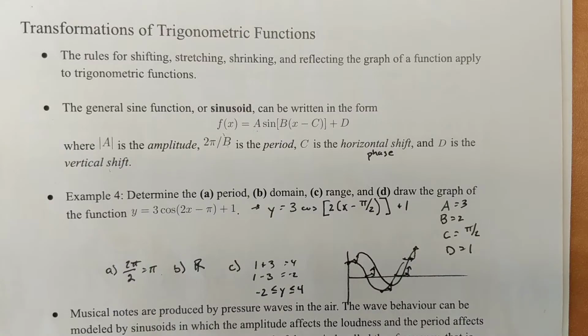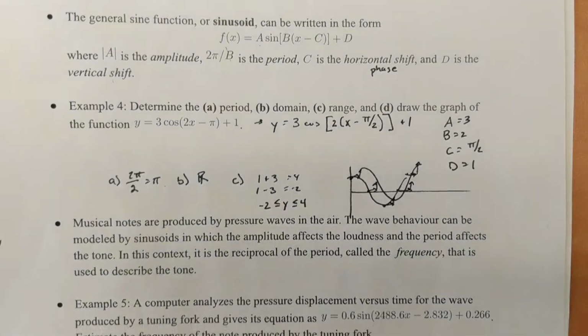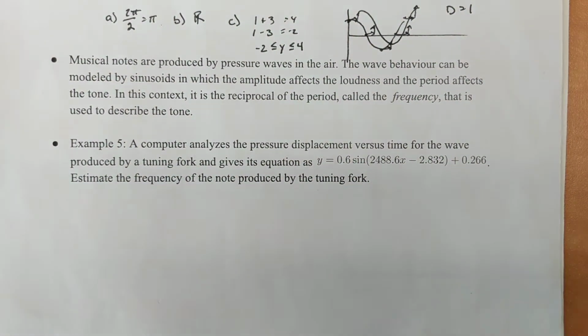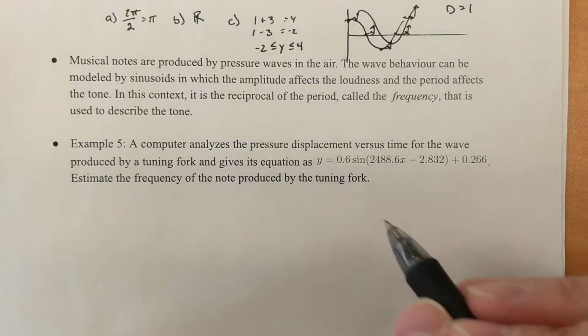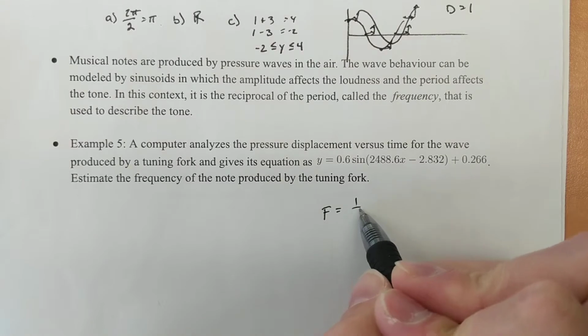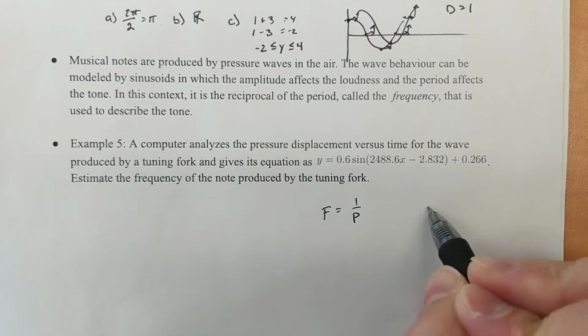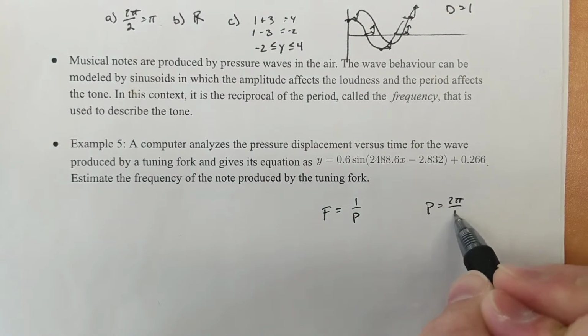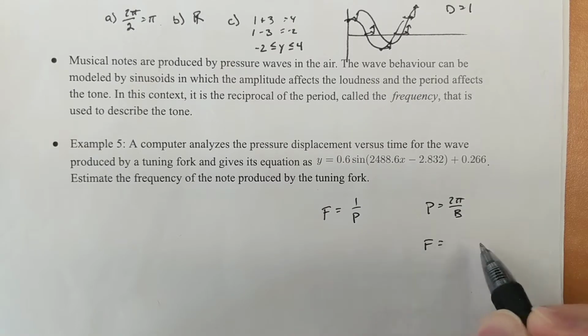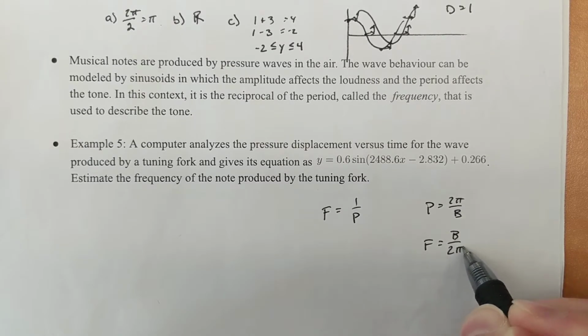Okay, musical notes are also produced by sinusoidals. So here a computer analyzes the pressure displacement versus time for the wave, and we're asked to estimate the frequency. So the trick for this is frequency is equal to 1 over the period. So if the period is equal to 2 pi over b, frequency is the reciprocal, or b over 2 pi.